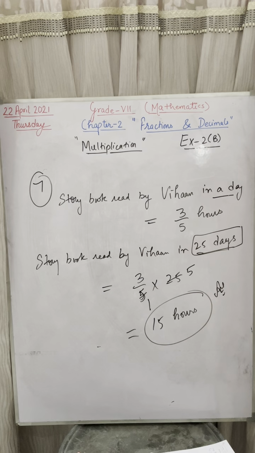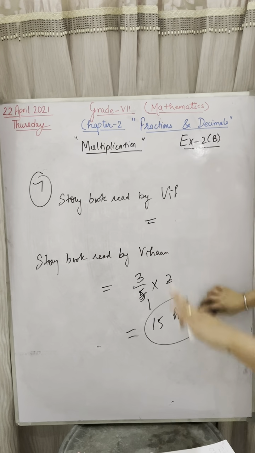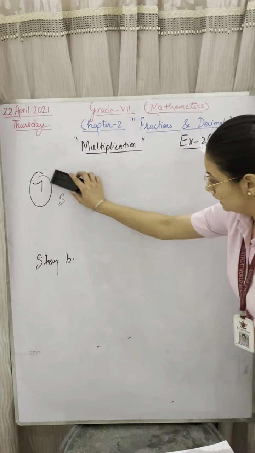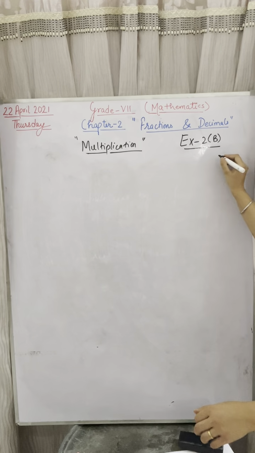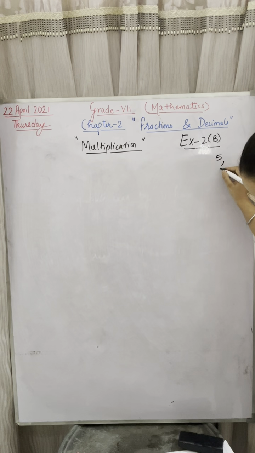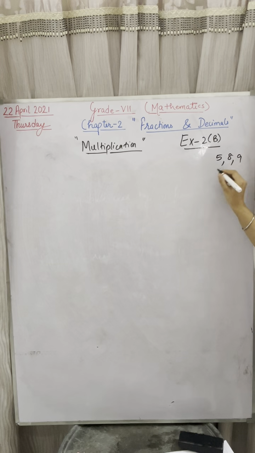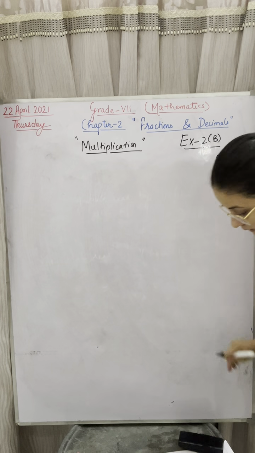Okay, right? I'm giving you a hint now. This is the 7th question. Have you marked this question for the homework? 5th, then 8th, then 9th. Okay, these I have given for the homework. Right?